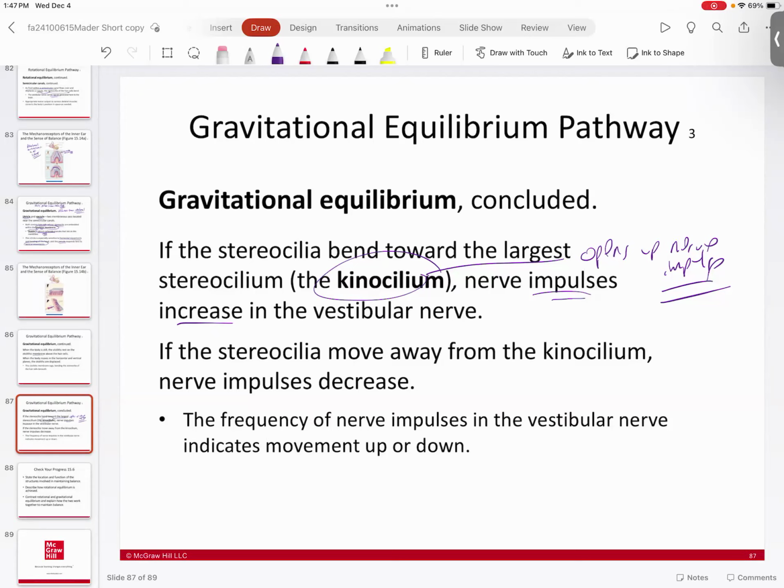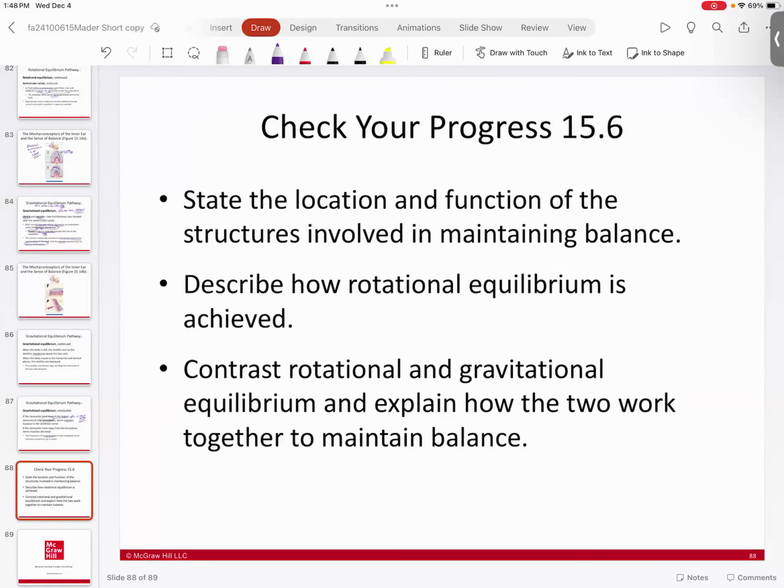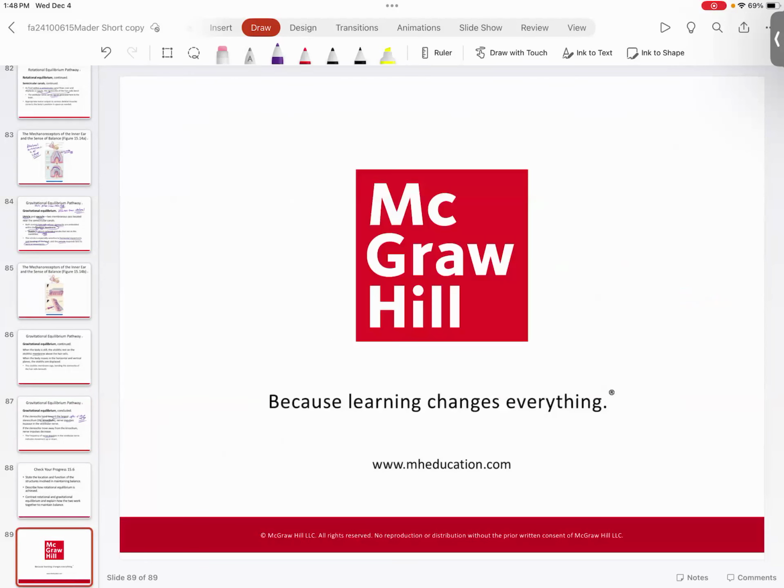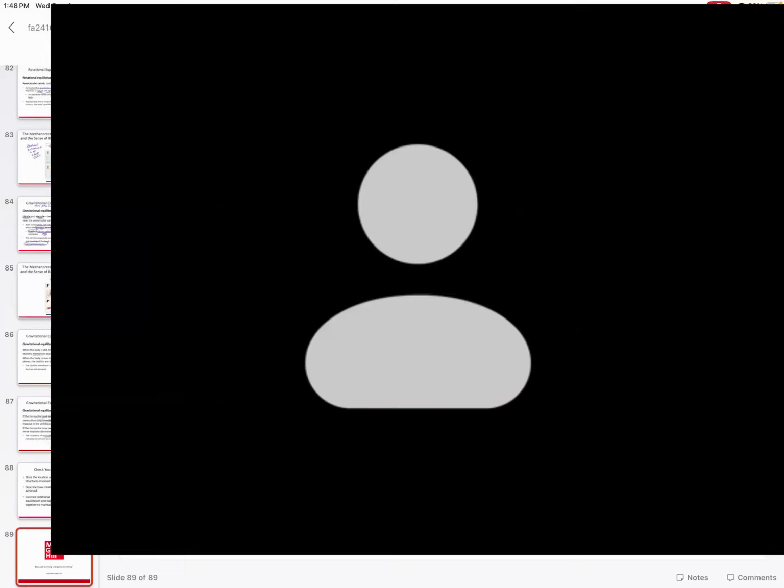The kinocilium basically shows up and says, you know what? I talked to my team, my stereocilia team, and we're all in agreement. The otoliths are pushing us over, so I need to open you up. I need to activate that nerve response. And then that creates that nerve impulse, which then will go to your vestibular nerve so that you can interpret your gravitational position. Okay. That is the end of the semester.